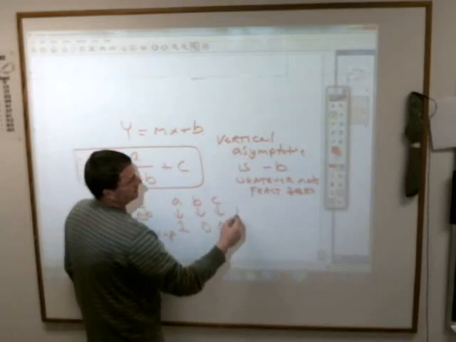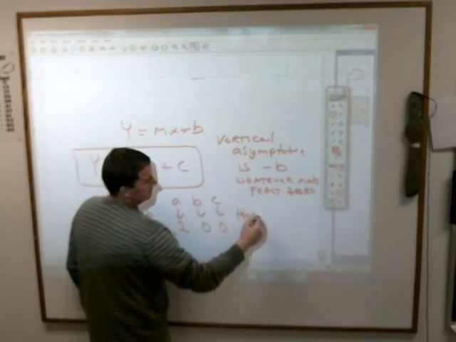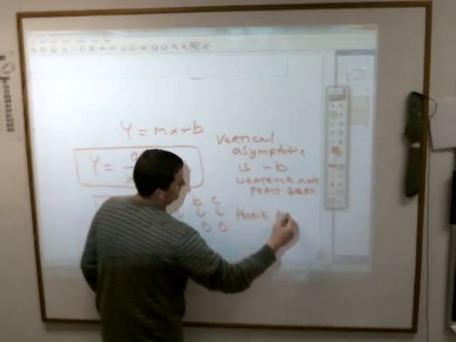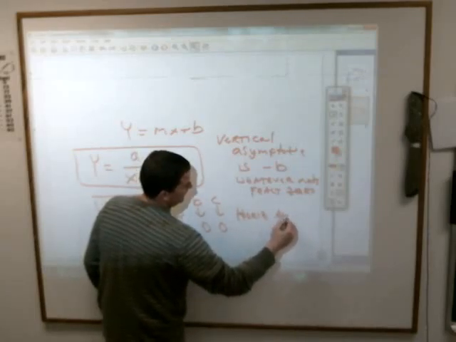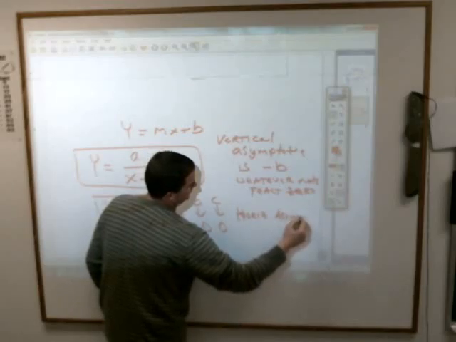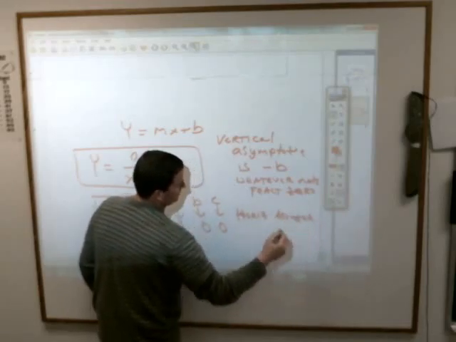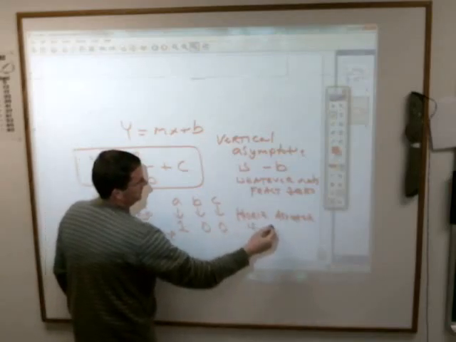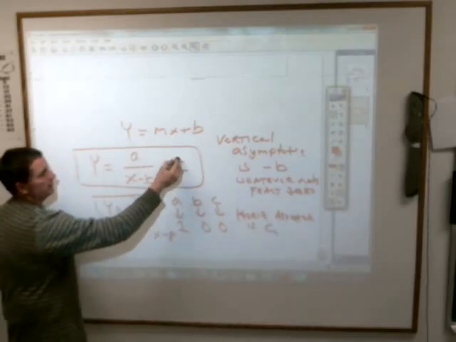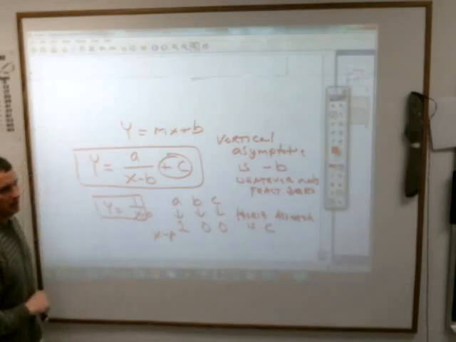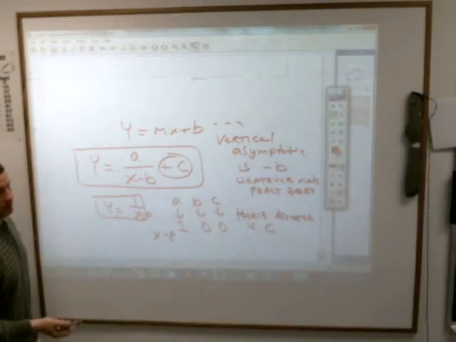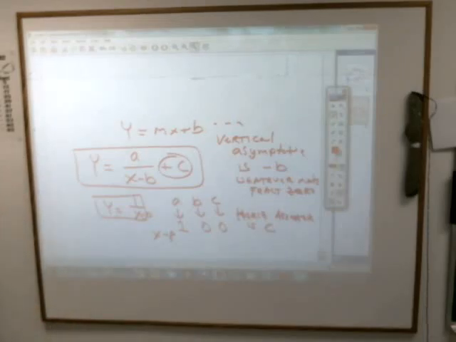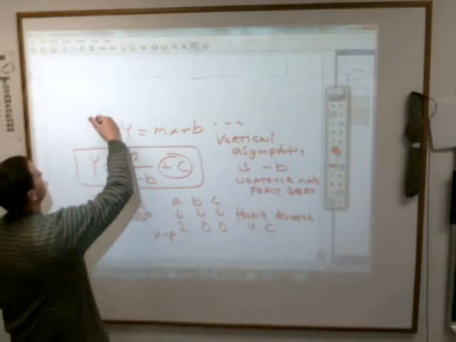The horizontal asymptote is c. In other words, whatever number follows the fraction is where the horizontal line would be when you graph it, the line that the graph would approach and not cross. Again, examples will make this very easy for you.